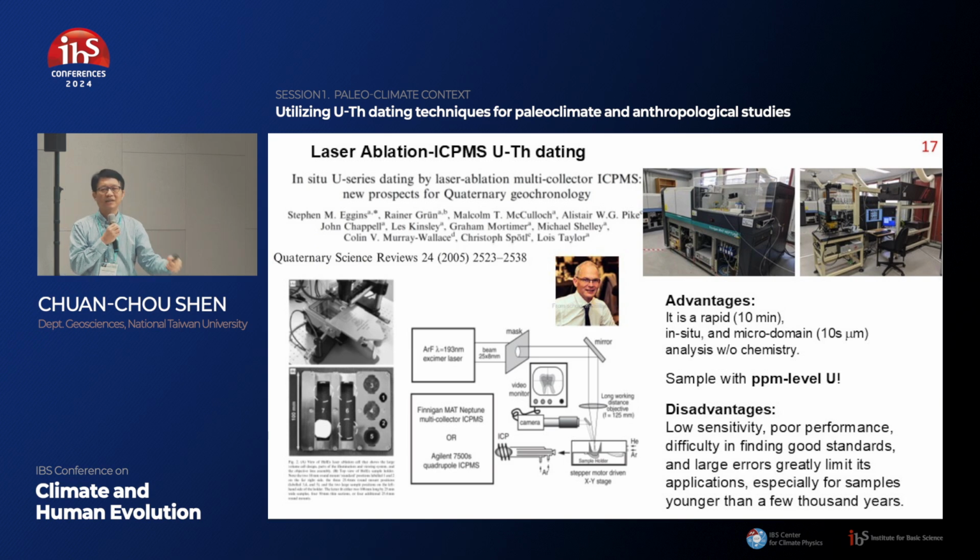Yes, but because you introduce a sample directly to the machine, with no separation of uranium and thorium from the matrix, you get interference. It's a problem. The disadvantages are low sensitivity, large errors and poor performance, and it's difficult to find standards. But the advantage is you can shoot a very tiny micro domain and get the age. If the uranium is high, ppm level, you can get a relatively good age.